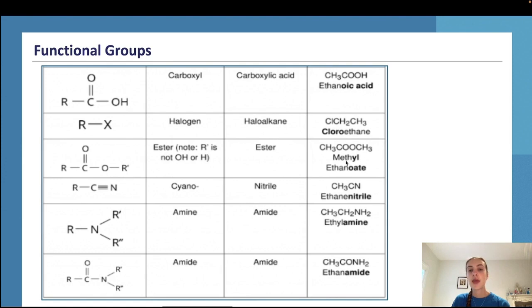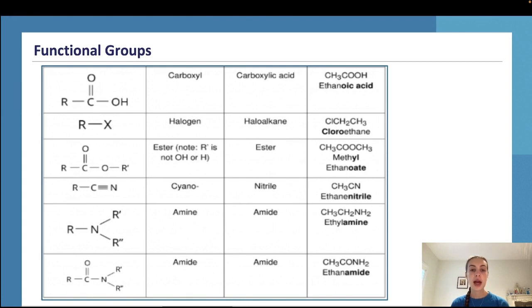And so methyl ethanoate would have 2 carbons at the start. The first carbon would have 3 hydrogens bonded to it. The next carbon would have the double bonded oxygen to it, and then a single bonded oxygen in the middle of the chain. And so that forms the ethanoate part. Then from that single bonded oxygen in the middle of the chain, you'd bond a carbon to it and then bond 3 hydrogens to that carbon to form the methyl part of the molecule.